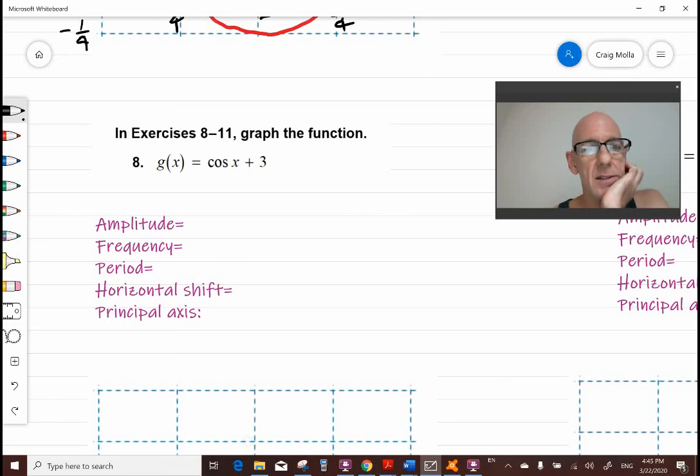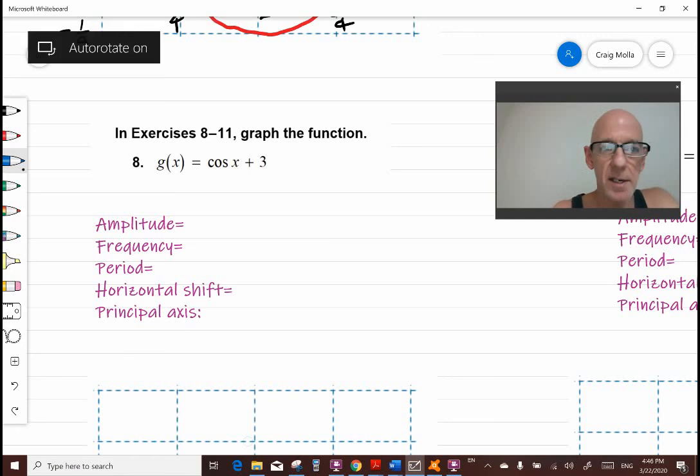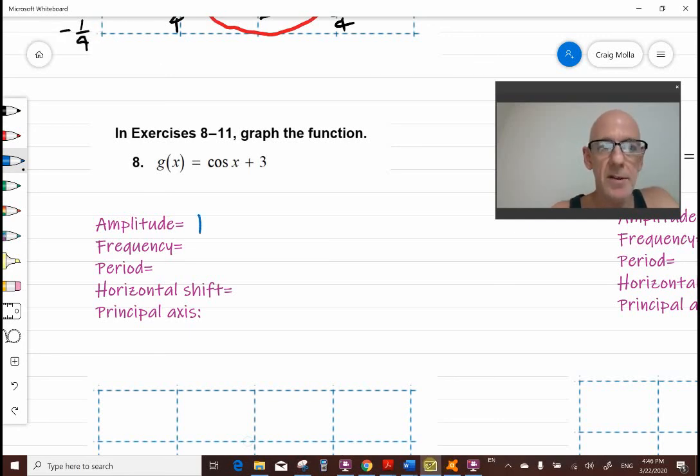Now, questions 8 to 11, graph the function. It's a cosine curve. In front of the function, there's a value of 1, and so the amplitude is 1. The frequency, there's just 1x, so the frequency is 1, which means the period is a standard 2 pi. Horizontal shift, there is no bracket here with the x, and so the horizontal shift is 0. And the +3 is my vertical shift. That's going to change my principal axis to be y equals 3.